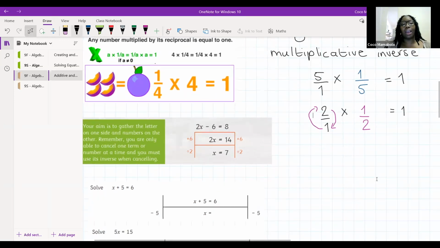Now, if I say to you guys, I have 3/4, and I want to multiply 3/4 by something, and I want it to give me 1. What is the multiplicative inverse of 3/4, guys? Oratile, what do you think it is?